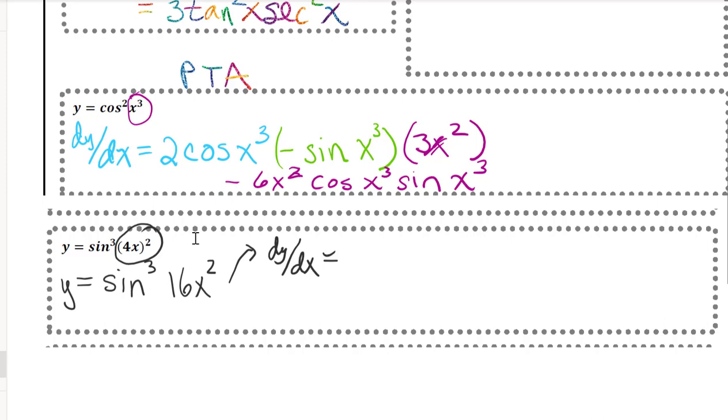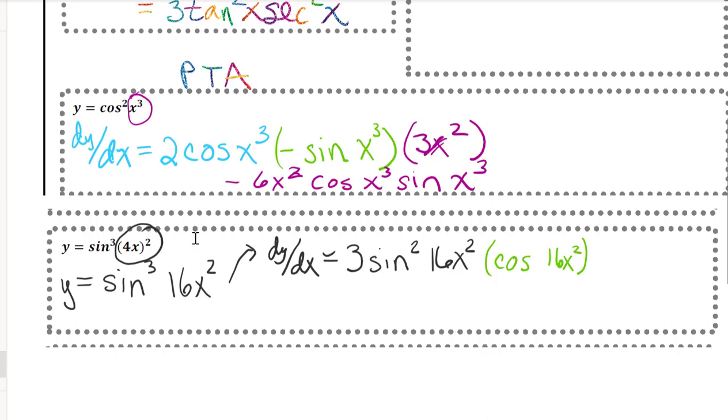My power is cube, because that's what sine is being cubed. So 3 sine squared of your angle, which is 16x squared, times, now we need the derivative of the trig function. So the trig function is sine, not sine squared, that's a power. So the trig function is just sine. So the derivative of sine is cosine, keep your angle, which is 16x squared.